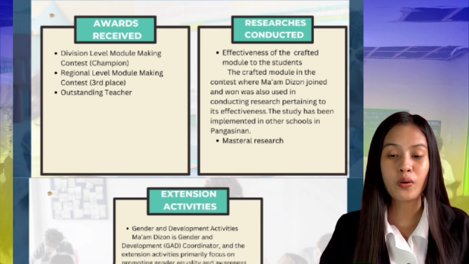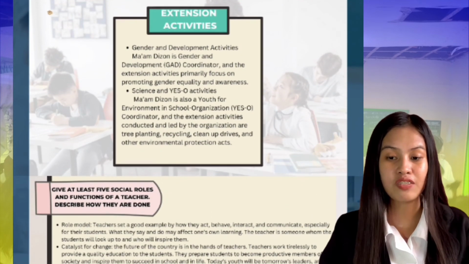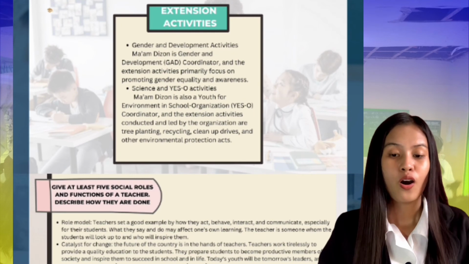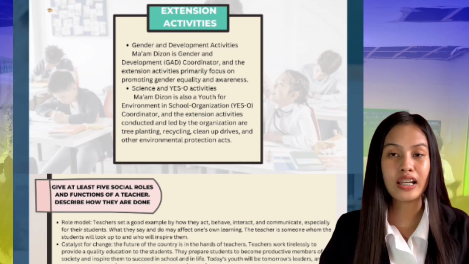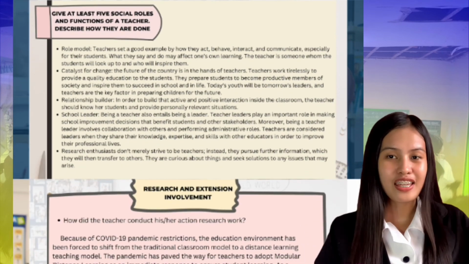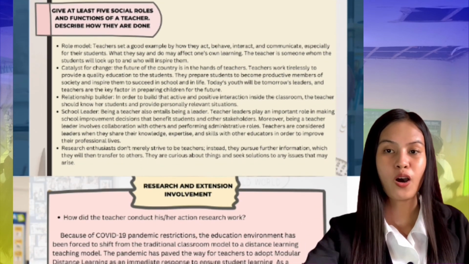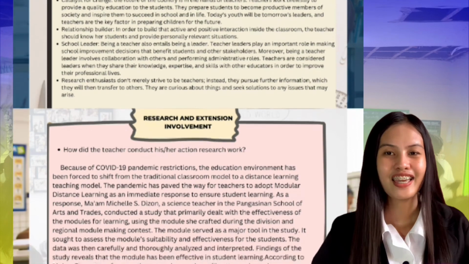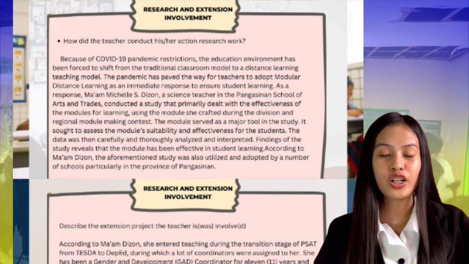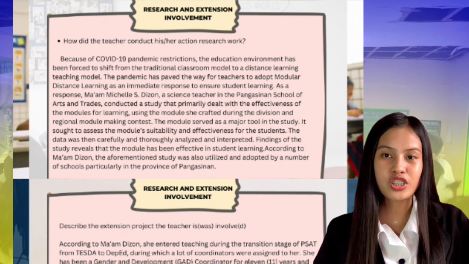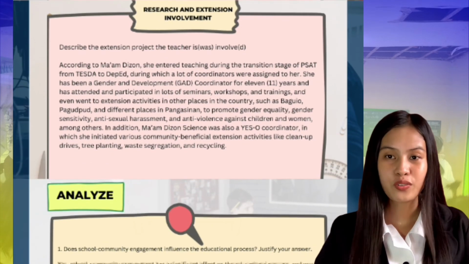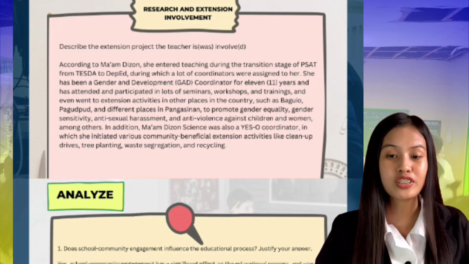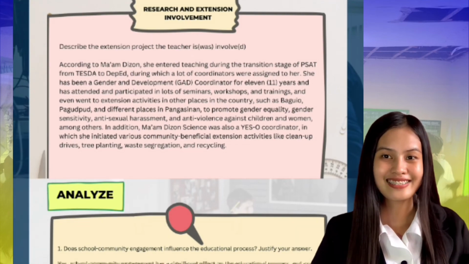Ma'am Dizon was also active in participating in other extension activities. She is a coordinator on gender and development. And secondly is Youth for Environment and School Organization, or what we call YESO. These are the five social roles and functions of a teacher. First question, how did the teacher conduct his or her action research? Here is the answer. Second question, describe the extension project the teacher was involved in, and here is the answer.